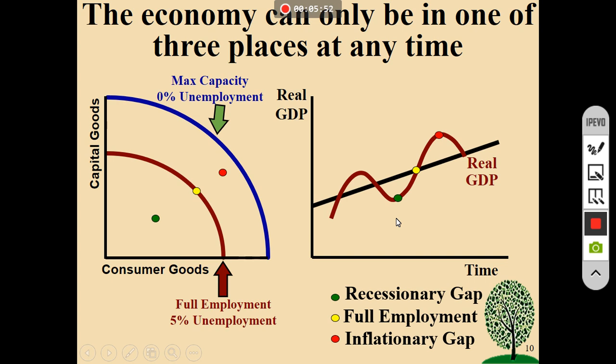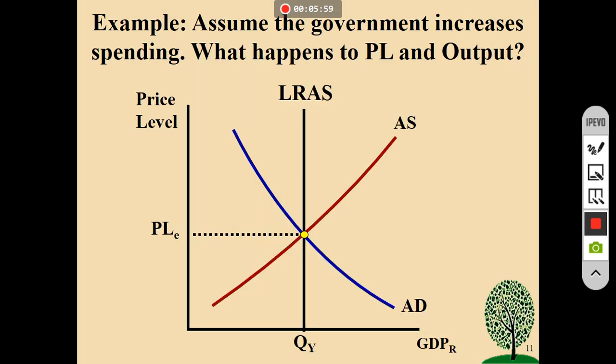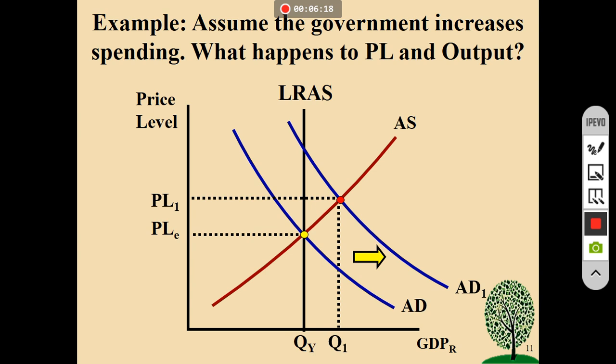Let's look how this looks on the aggregate demand and aggregate supply curve graph. So assume the government increases spending. What happens to price level and output? Okay, so here's our equilibrium aggregate demand and aggregate supply graph. The government's going to increase spending. Government spending increases. That shifts aggregate demand to the right. Okay, what happens to price level and output? Price level goes up, output goes up. Okay, so we see an increase in both.